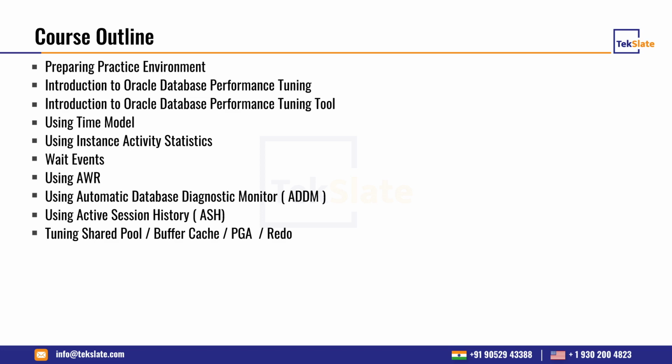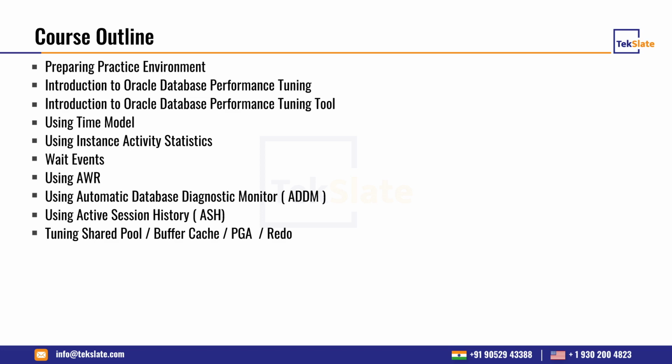As a DBA, we should know most of the wait events, and if there is any kind of wait event, what actions do we need to take? Or is there any wait event which belongs to the application? Then what actions or recommendations do we need to provide to the application team? So all those come under Oracle database performance tuning.